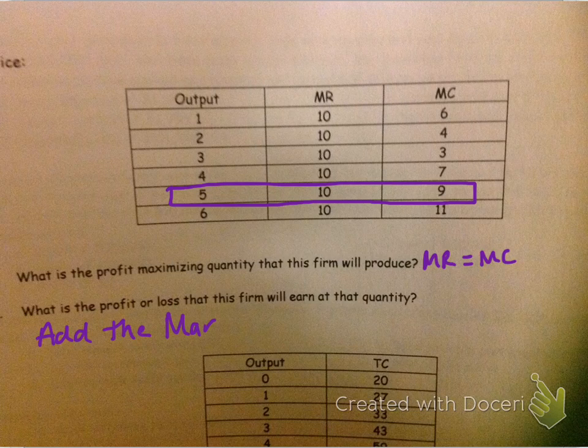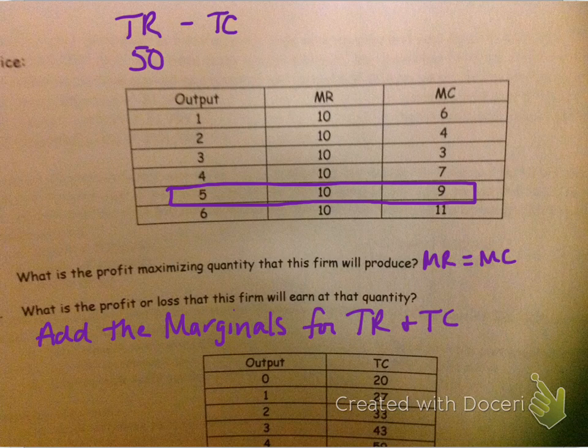So for this one, you can see that I have a chart that has marginal revenue and marginal cost. So I can figure out where they should equal each other. And again, you're going to choose where they're the closest to equaling each other as long as marginal revenue is larger. And I can figure out my profits or losses by taking the marginals and adding them to get my total revenue and my total cost. So when I add 10 plus 10 plus 10 plus 10 plus 10, it gives me 50. And if I add $6 plus $4 plus $3 plus $7 plus $9, it gives me $29. So when I take the difference of those, it gave me a $21 profit.